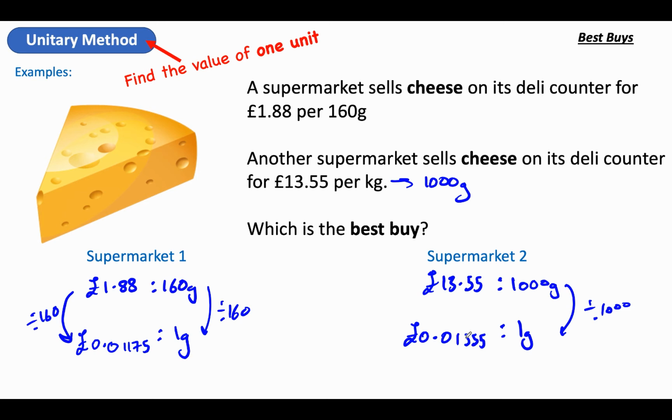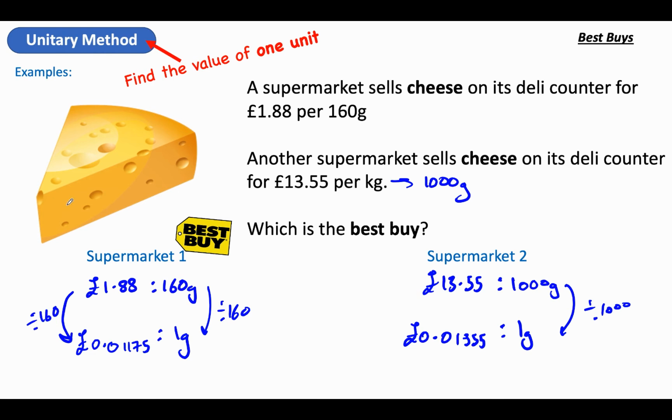0.01355. Well, which of those is smaller? This one, 0.01175. This one is going to be the best value because it costs less per gram. Every gram I buy is slightly cheaper than every gram from that supermarket, which is why this is the best buy. Yeah? So we use unitary method.